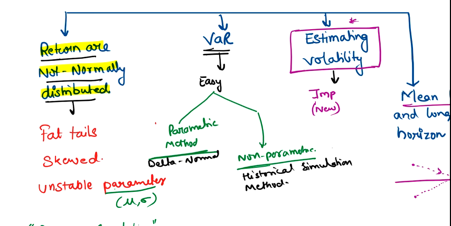Now one more important point: in both, that is the parametric method and the non-parametric method, we are using the historical data. Don't get confused with the fact that both belong to historical. I am using historical data in both methods, but this historical simulation method is totally different.